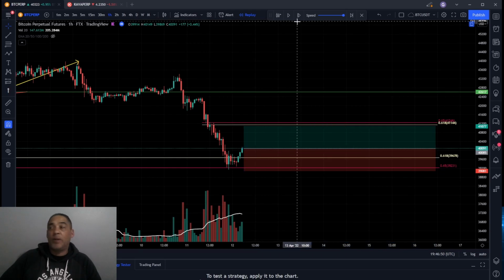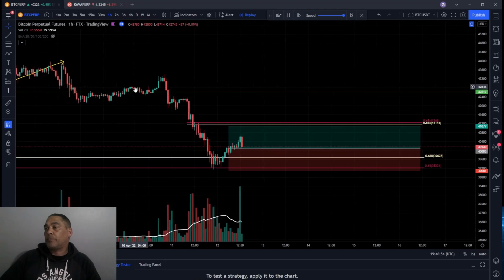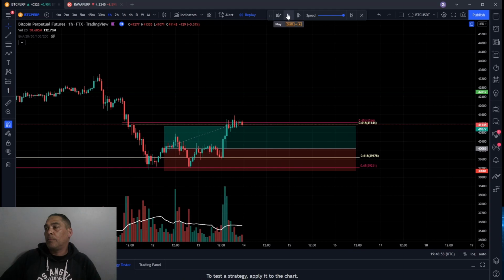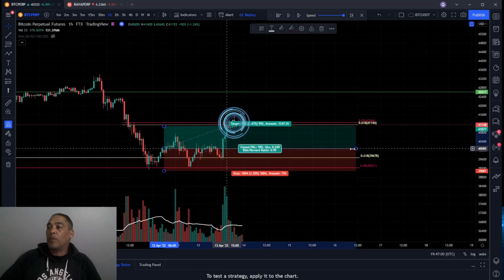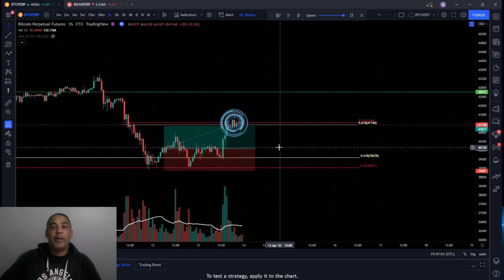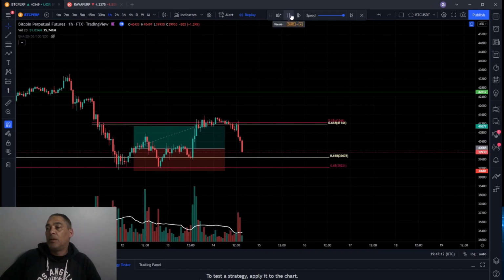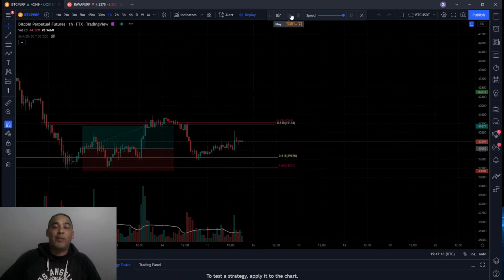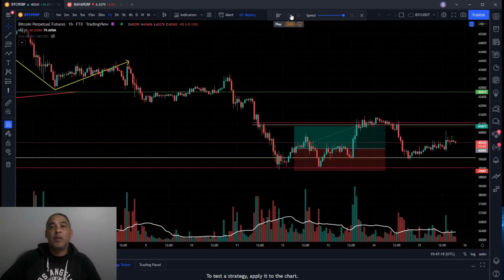So let's see how this plays out. There you go. Take profit is hit. It was a winning trade. So this golden ratio strategy can be applied to any time frame. I personally don't use it on the smaller time frames. I prefer using it on the daily, 4 hourly and 1 hourly chart.